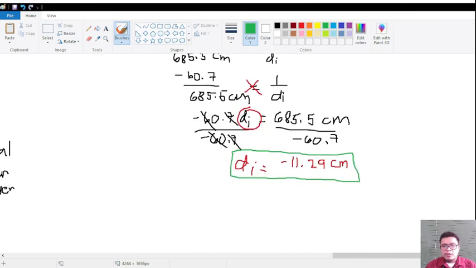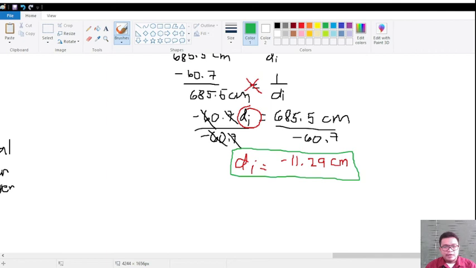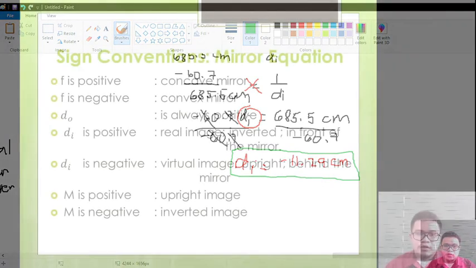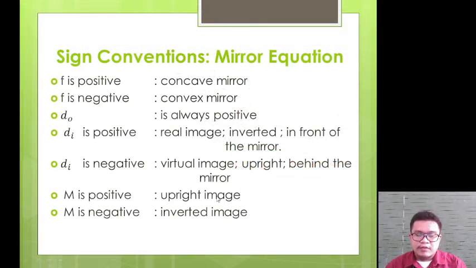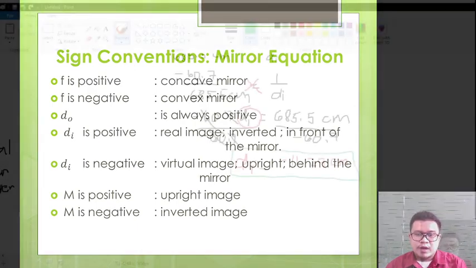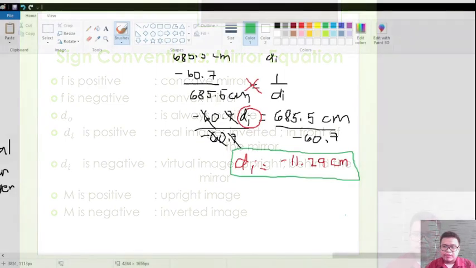Okay, now how do we describe this image here? The image here is a negative di. So if we go back to our sign convention once again, di is negative. That means it's a virtual image, upright, and is always behind the mirror. So our di is a negative one.